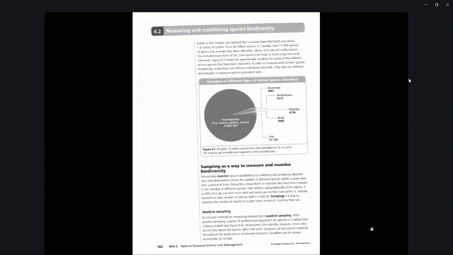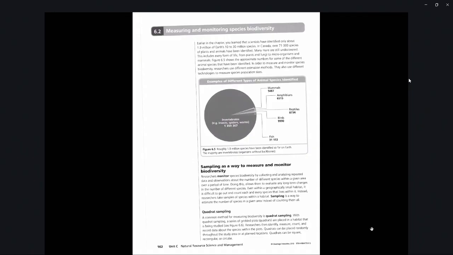There's also mammals, 5,487. Amphibians like frogs, 6,515. Reptiles, those would be like lizards, crocodiles, those types of things, 8,734. Birds, lots of birds, 9,990, and fish, 31,153. And that's where we get the 1.9 million different species that have been identified. So the organisms without backbones, without spines, the invertebrates, make up the majority of those species.